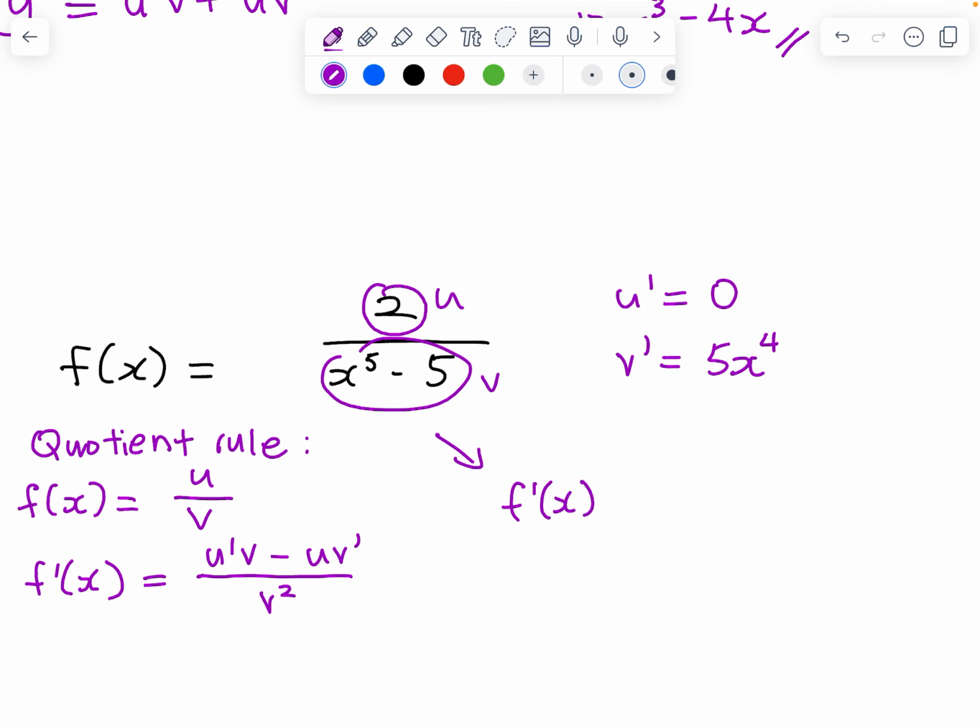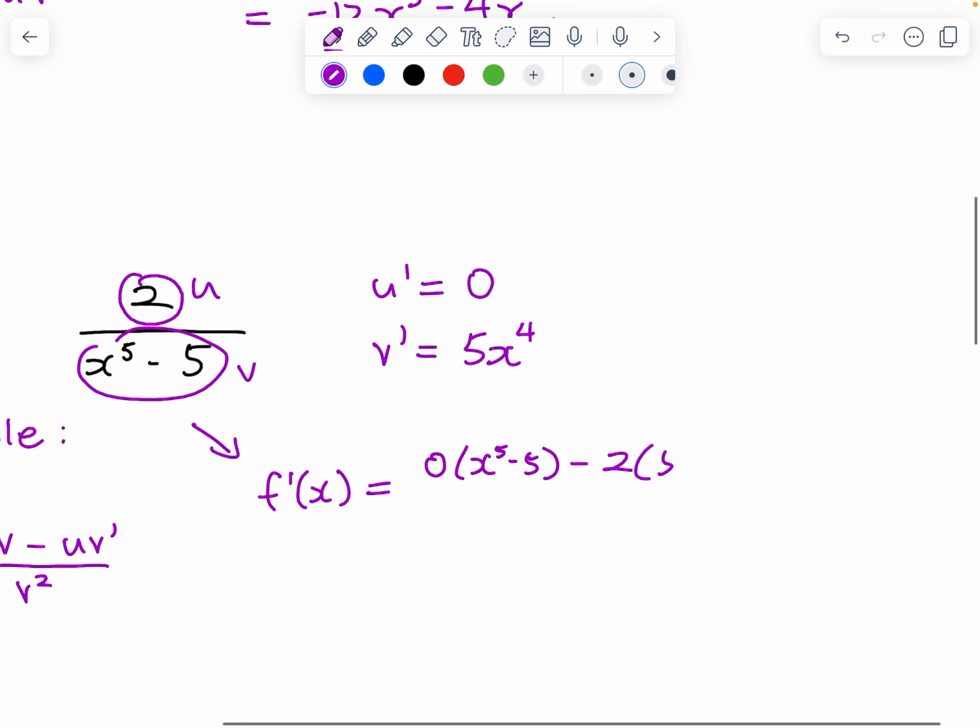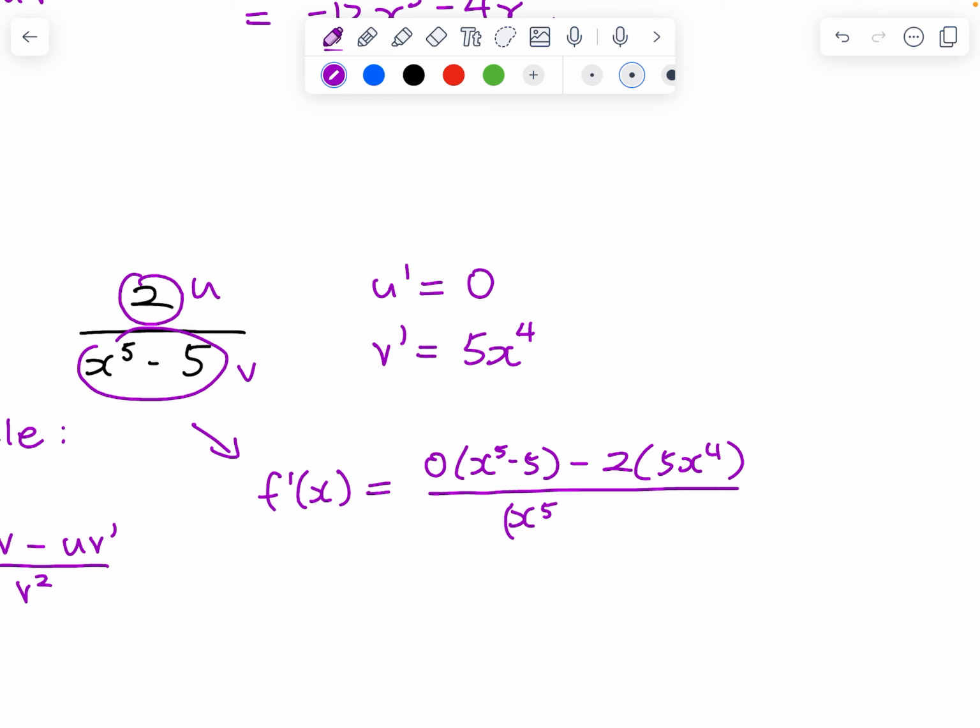Now we use the formula, the quotient rule, to find the derivative. So u prime is 0 times v, minus u, which is 2, times v prime, which is 5x to the power of 4, divided by v squared. To simplify that, 0 times anything is equal to 0, minus 10x to the power of 4.